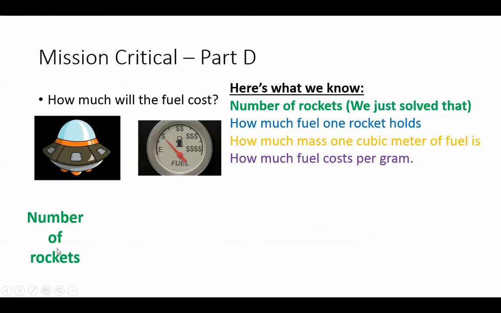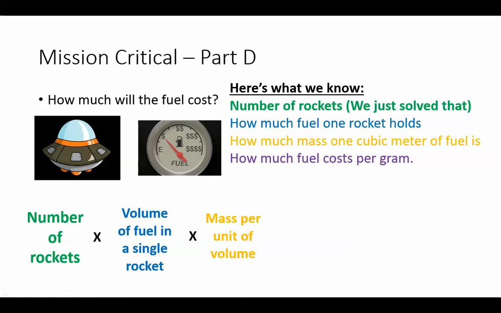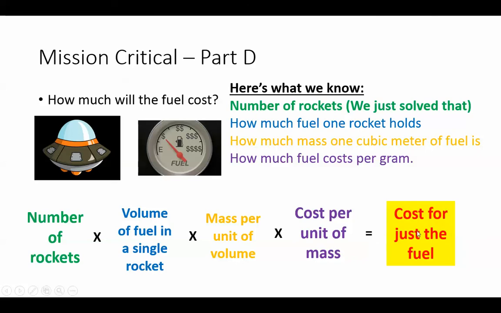So we're going to take our number of rockets, that's what we figured out in green, these are all color-coded, the number of rockets that we figured out from the last step, times how much volume a single rocket can hold, times how much mass per unit of volume. So at this point we now know how much mass all those rockets are going to need in fuel, times the cost per unit of mass. Once we have all these parts multiplied out together, that is going to equal the cost for just the fuel. And that's the answer to part D.